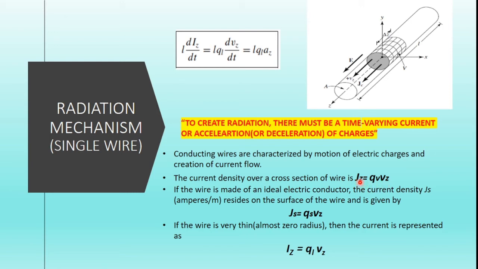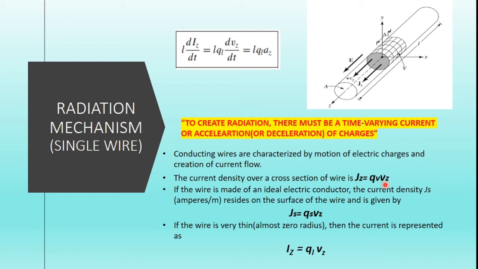The suffix Z is present here because we are considering the wire to be placed along the Z direction, and it is in this direction that there is flow of current. So Jz, the current density, will be equal to Qv, which is the charge present there, and Vz represents the velocity of the current flow in the Z direction. So current density is given by the charge times the corresponding velocity.